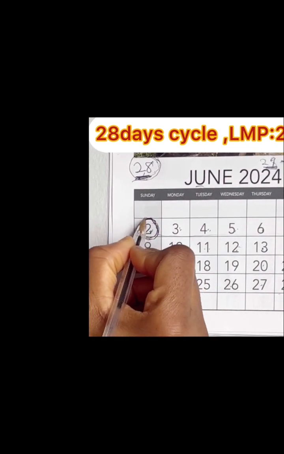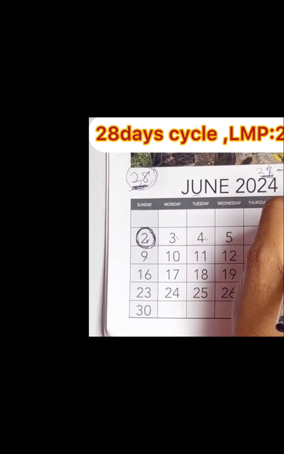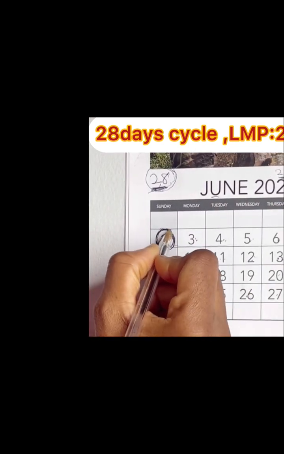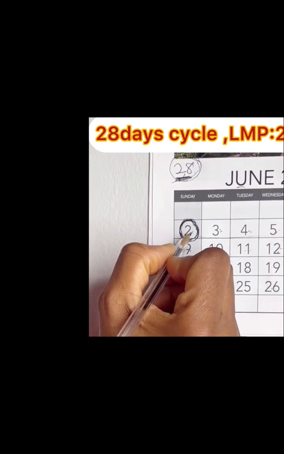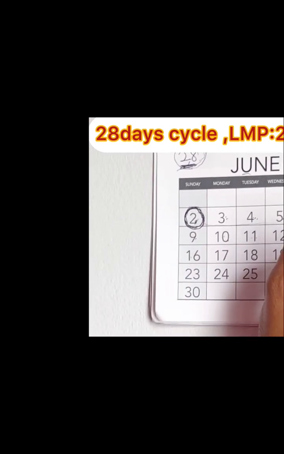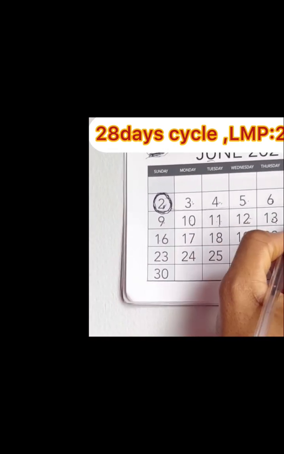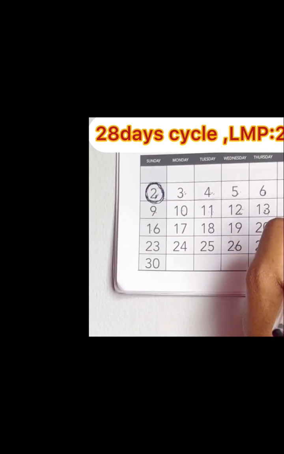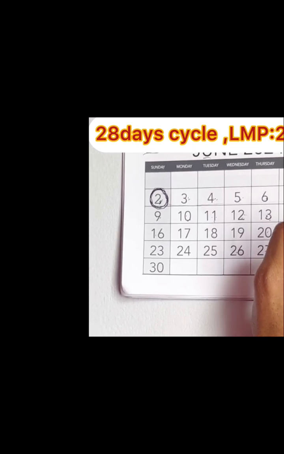This is your first day. You started your menses, which is day 1. You have to count out 14 days from this 2nd of June. Let's count it out, including this 2nd of June. 1, 2, 3, 4, 5, 6, 7, 8, 9, 10, 11, 12, 13, 14. This is your ovulation date. It means that you ovulate on this day.